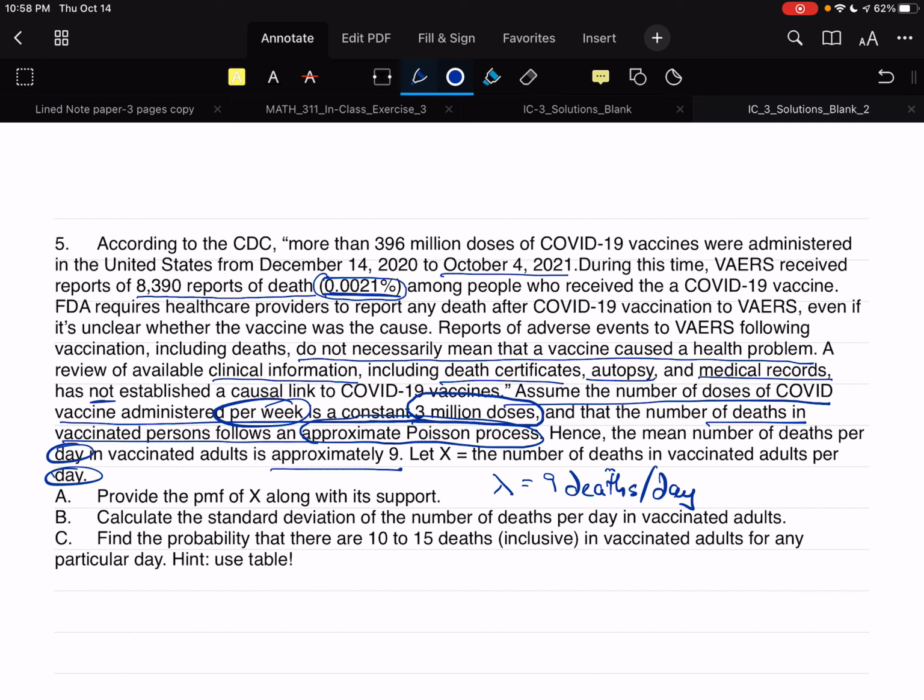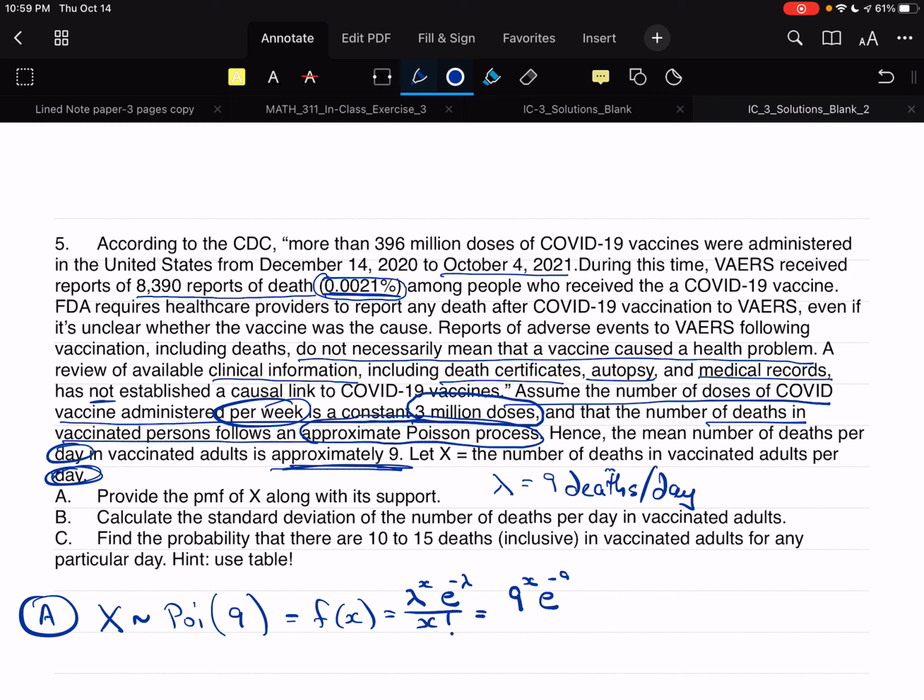All right. So we want the PMF of X. So X is going to have a Poisson distribution with lambda equals 9. Now it's approximately a Poisson process, and when it says that, we can take the mean number of occurrences in the same time interval, so this is day and day, then that is lambda. So lambda equals 9, so f of x is equal to lambda to the x, e to the negative lambda over x factorial. Lambda here is 9, so 9 to the x, e to the negative 9 over x factorial, where x can be 0, 1, 2, etc. And so this is the answer to A. It's our PMF with the support.